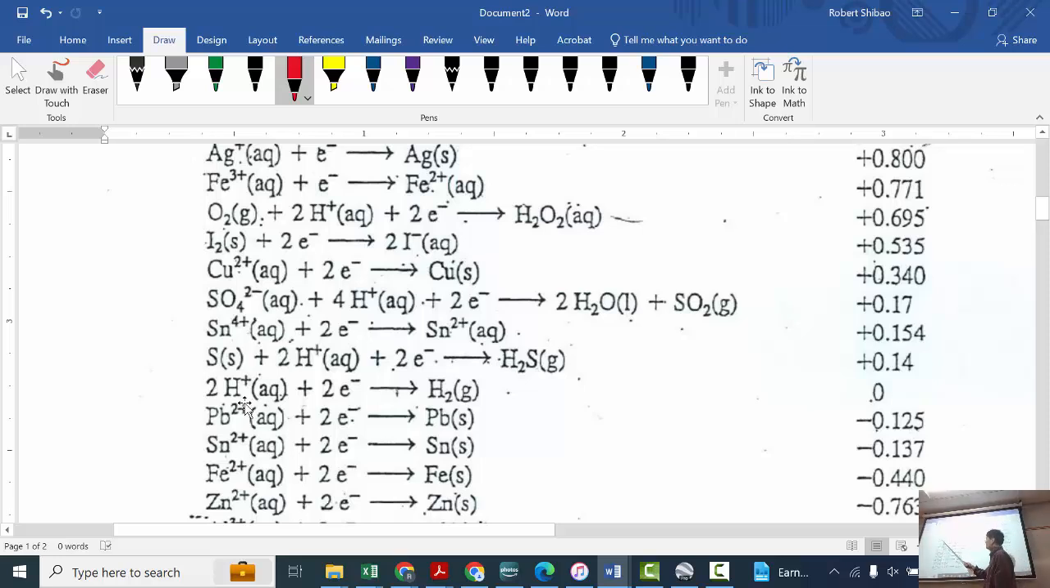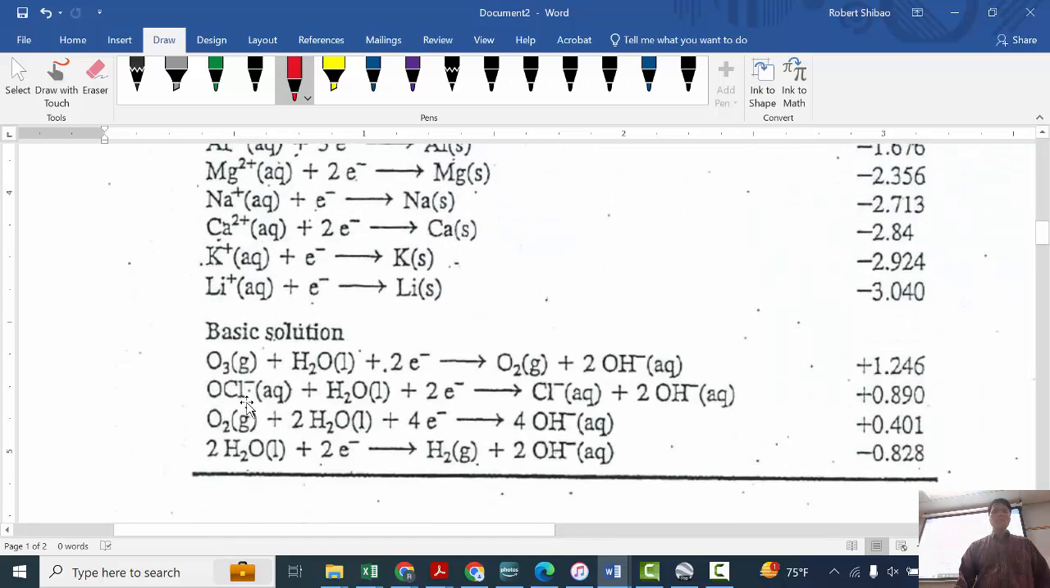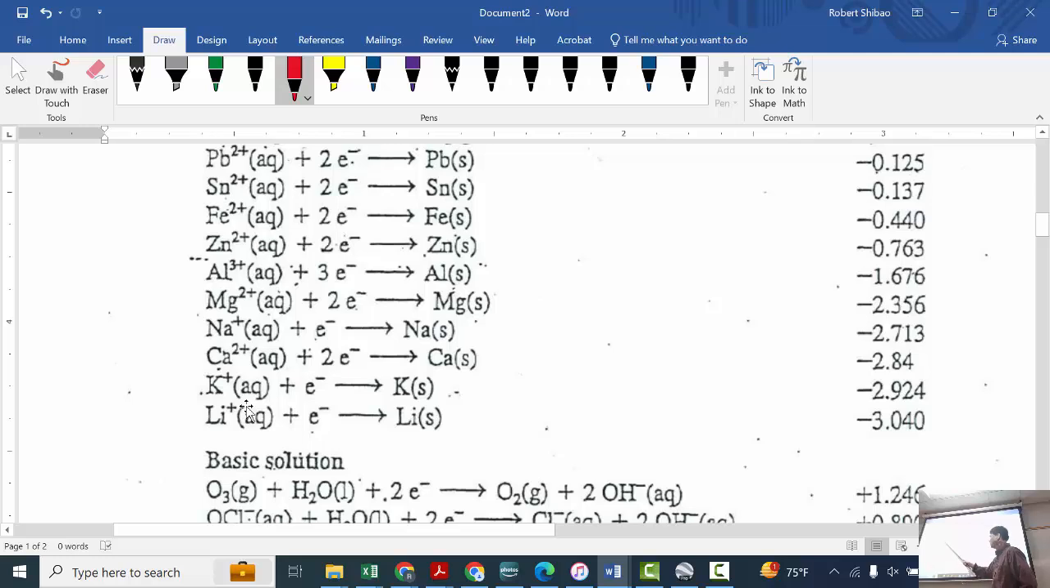Then we have iodine. So a pattern: fluorine, chlorine, bromine, iodine. And then copper 2+ ions. And then sulfate and acid, or sulfuric acid. Tin 4+, high charge. Sulfur. Sulfur is on the right side, but not nearly as strong as oxygen. Oxygen is much better. Sulfur doesn't occur as diatomic, so it's not S2, it's just S, unlike oxygen. They're in the same family, though. And then we have normal acid H+, and then metal cations like lead 2+, tin 2+, iron 2+, zinc 2+, aluminum 3+, and then eventually we get to the weakest.